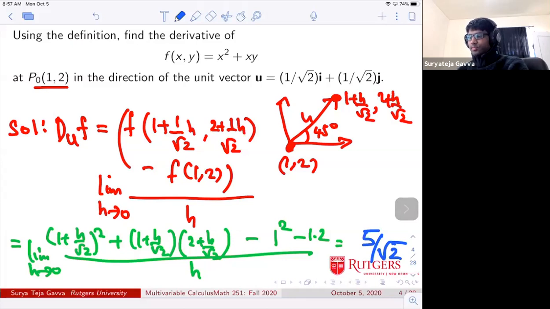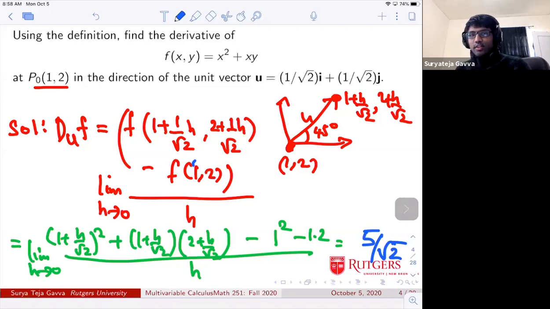Okay, if I move from a point (1, 2) in the given direction, so you're moving from (1, 2) to a different point, (1 + h/√2, 2 + h/√2). So that's why the rate of change would be, take the difference of the f values, and the difference of the x values is h, the distance you're traveling, a distance of h. So that's why that's the limit. Now if you compute the limit as h goes to 0, you'll see the answer.